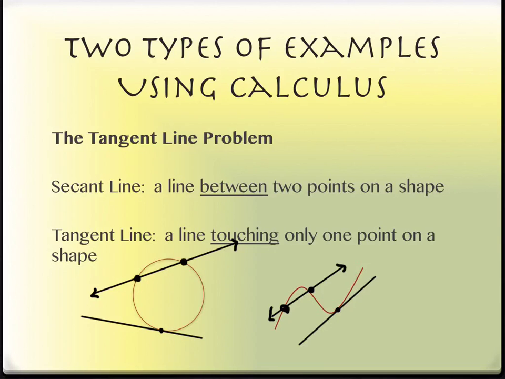Okay, so these are the objects that are different. We mentioned secant line versus tangent line, and we will explore this concept more next time and pick up there. Okay.